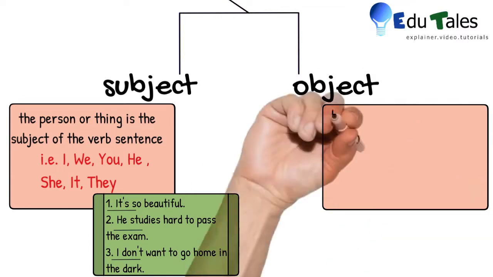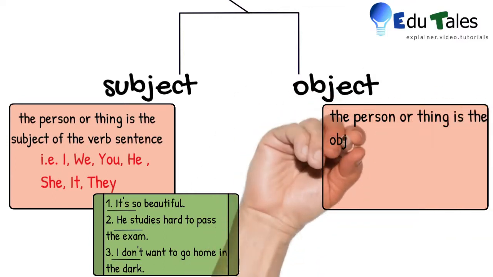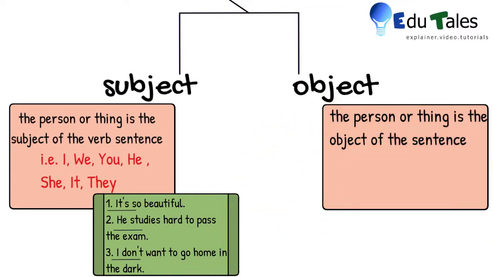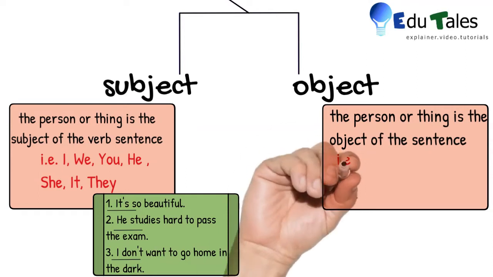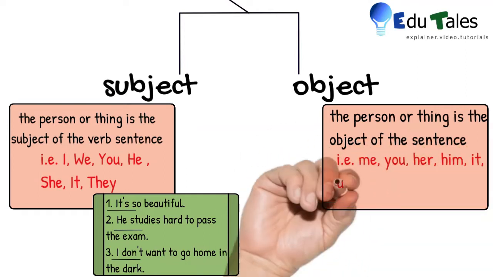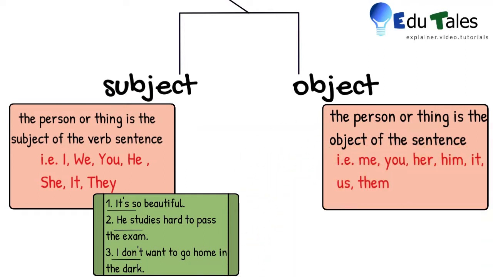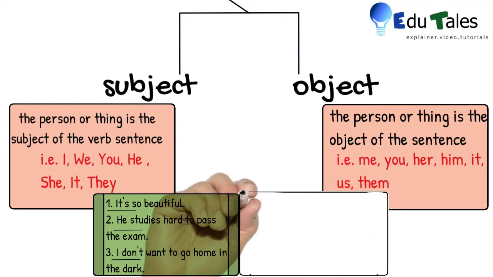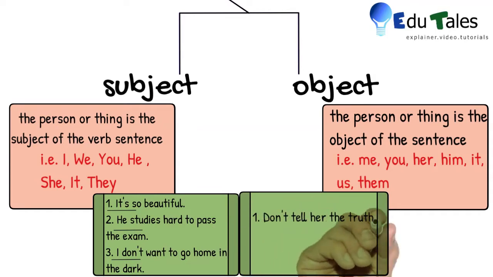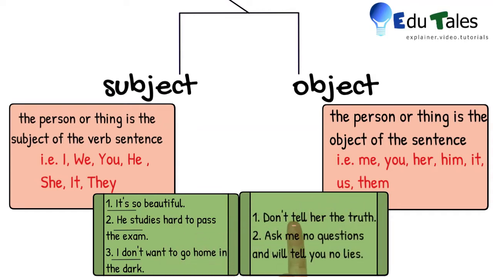Object pronouns are used when the person or thing is the object of the sentence. That is, me, you, her, him, it, us, them. For example, don't tell her the truth. Ask me no question and I will tell you no lies.